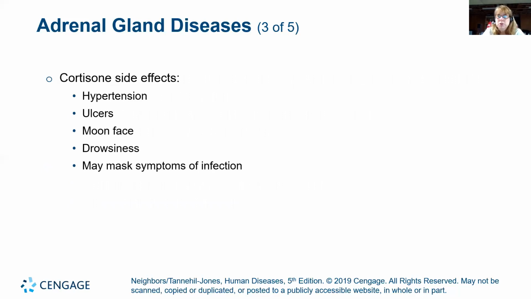Too much cortisone, being produced in the body or being taken orally, can cause hypertension. It can cause ulcers. It can cause moon face, and it can cause severe drowsiness. The other problem is too much cortisone really suppresses the body's immune system, and it may mask symptoms of infection.